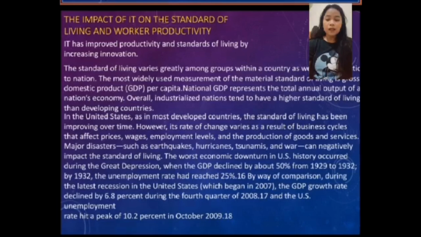The worst economic downturn in U.S. history occurred during the Great Depression, when the GDP declined by about 50% from 1929 to 1932. By 1932, the unemployment rate had reached 25%. By way of comparison, during the latest recession in the United States, which began in 2007, the GDP growth rate declined by 6.8% during the fourth quarter of 2008, and the U.S. unemployment rate hit a peak of 10.2% in October 2009.